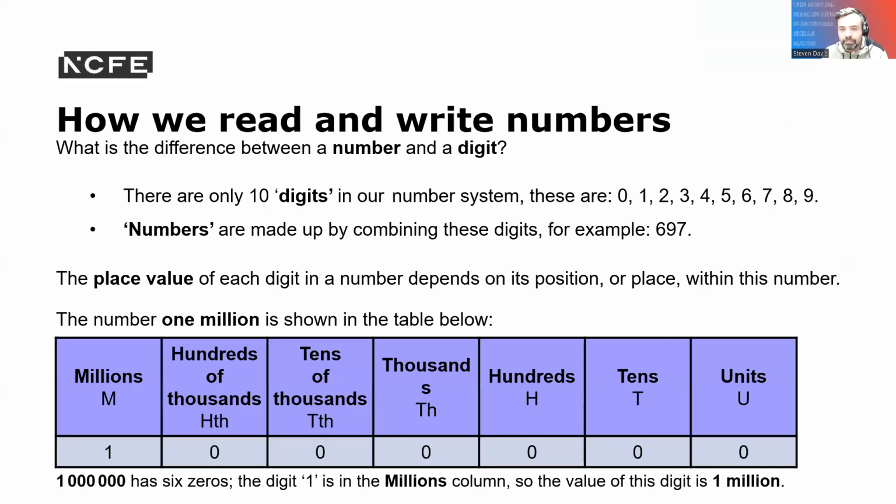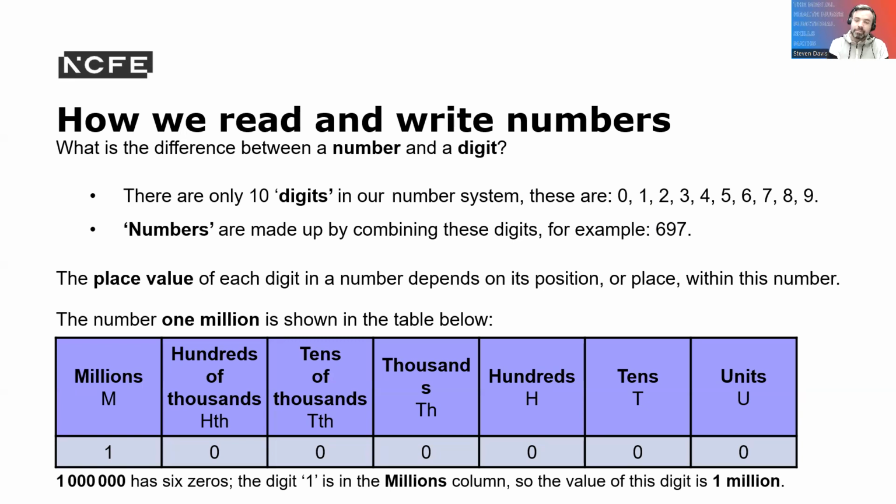So let's move on. How we read and write numbers then. What is the difference between a number and a digit? Now, the answer is on the screen. This is not a trick question. There are only 10 digits in our number systems. They are 0 to 9. Numbers are then made up by combining these digits, for example, 697.